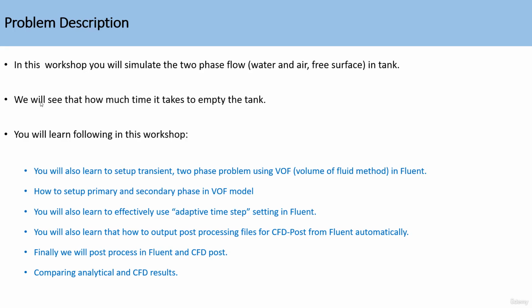Although we have an idea about how much time it will take to empty the tank, we also get this time from the simulation, from the series simulation using the VOF model. So in this workshop you will learn how to set up the transient two-phase problem using the VOF, or the volume of fluid method in Fluent, and how to set up the primary and secondary phase in the VOF model. You will be using the primary phase as air and the secondary phase as water.